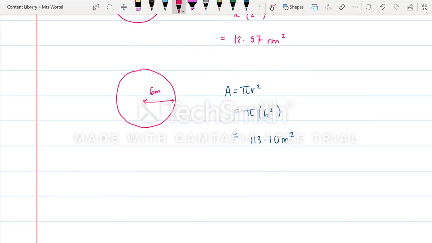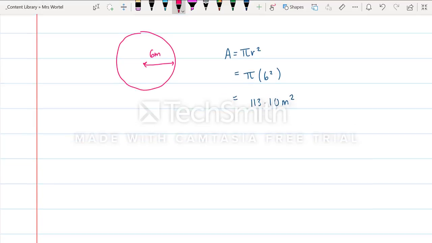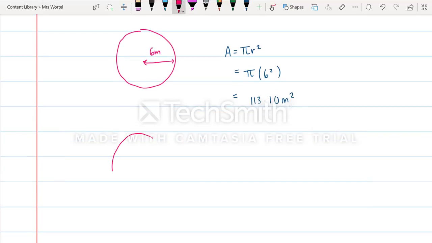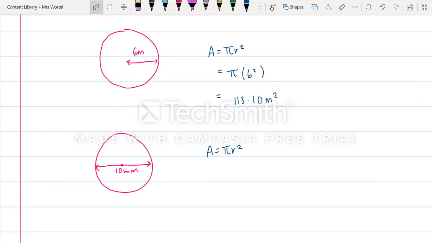We can make these a little bit trickier by doing a conversion at the start. So we might have a circle which gives us the diameter rather than the radius. We said at the start of the lesson the diameter is just 2 lots of the radius. So if our diameter is 10 millimeters, the way I would find the area, very first, write my rule, pi r squared. Only problem is we don't have radius, we have diameter. So off to the side, we need to do a little conversion.